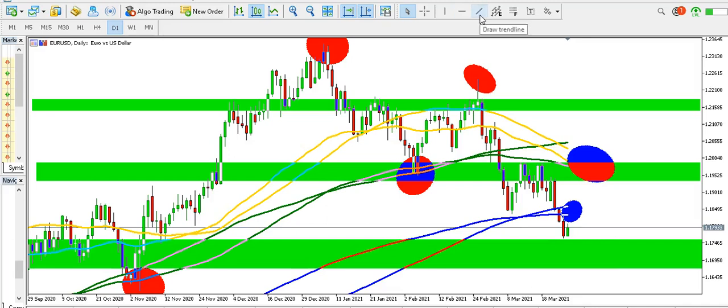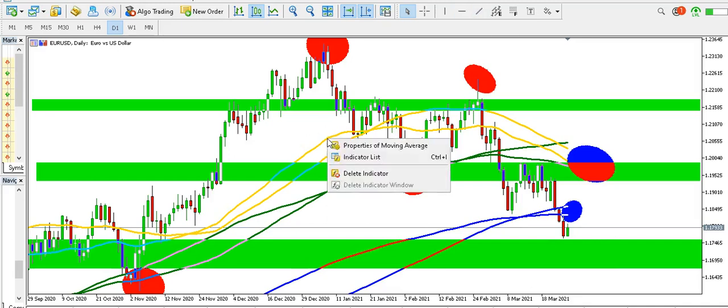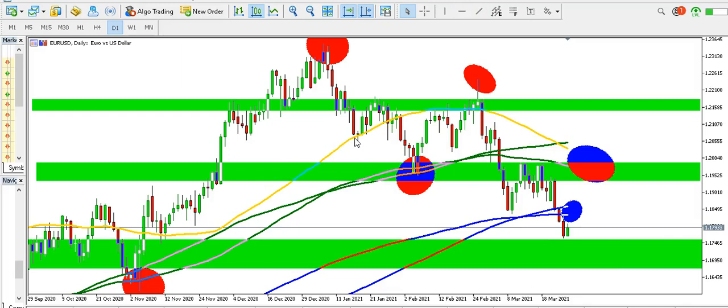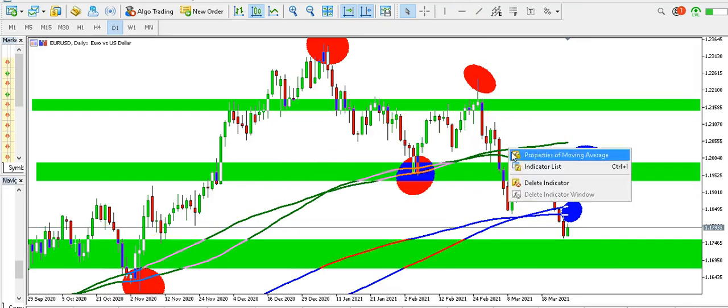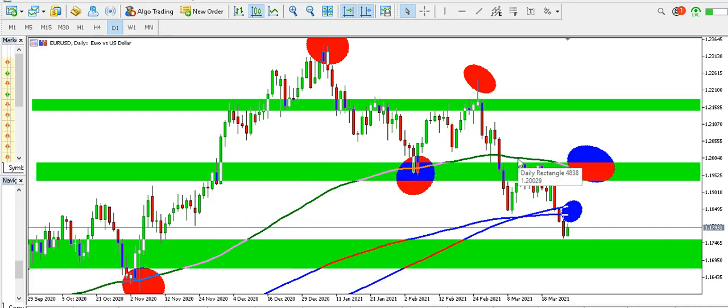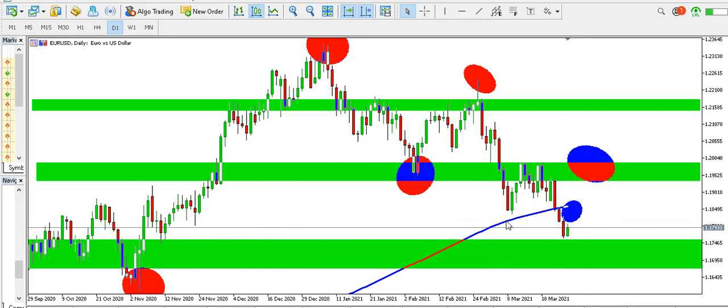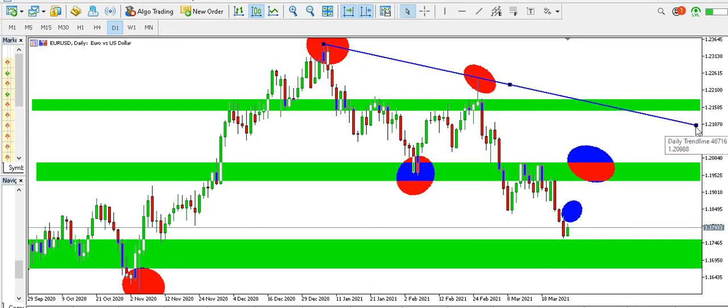Then let me remove the moving averages. I'm done with the moving averages. Successfully removed the moving averages. Now let me draw my trend lines. I have like a channel.